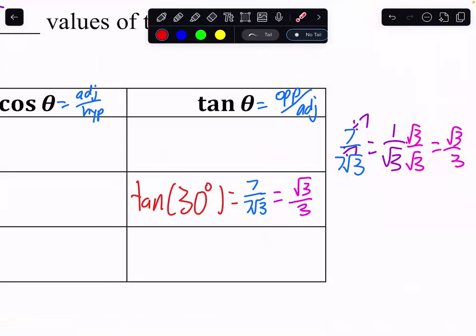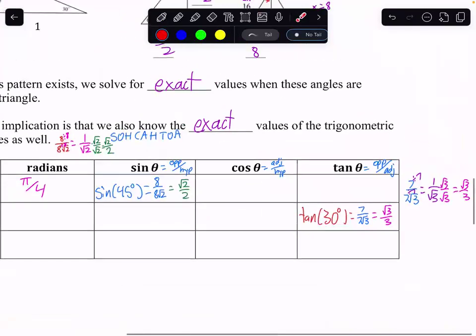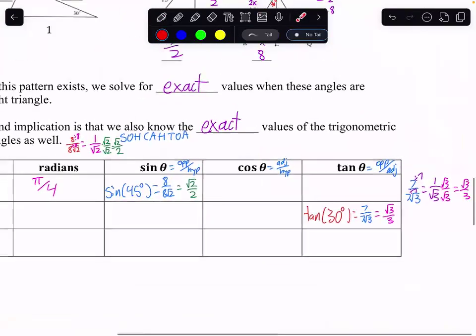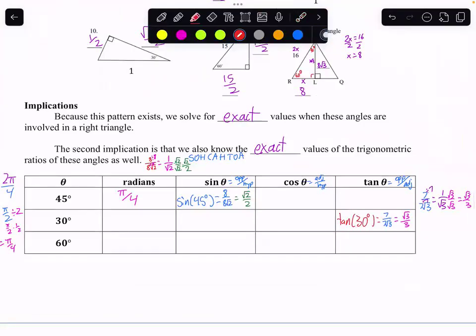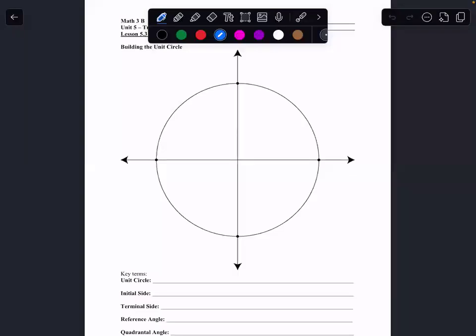Okay, so questions about that? All right, why don't you see if you can fill in the rest of the table? Again, for practice, let's do this without a calculator. Some of you may be familiar with this from a previous class. Some of you might be seeing it for the first time. Either way, that's okay.